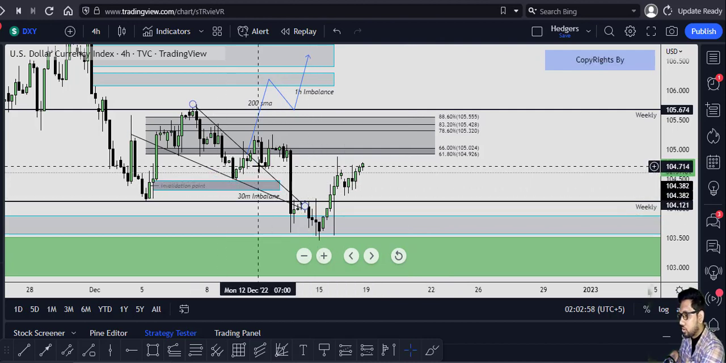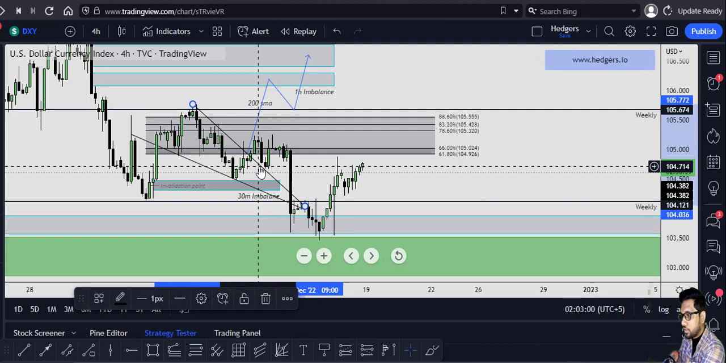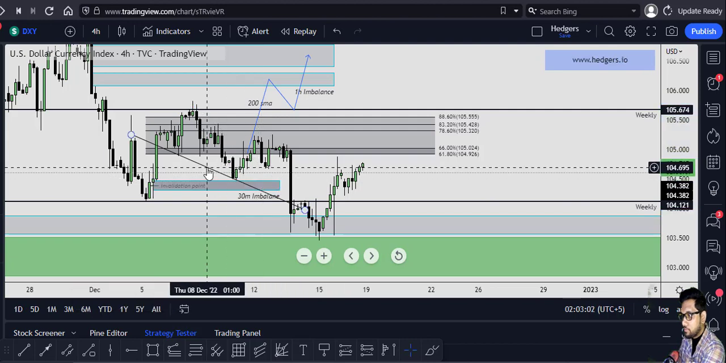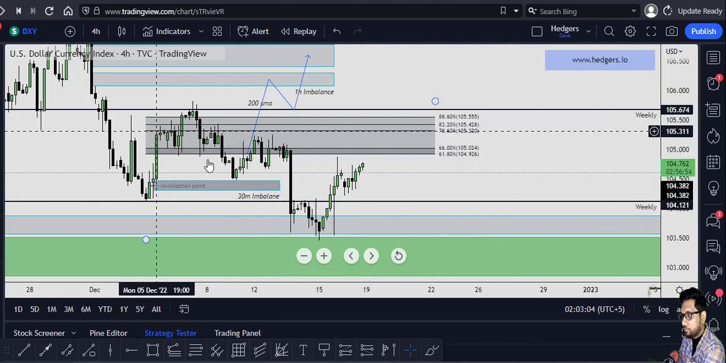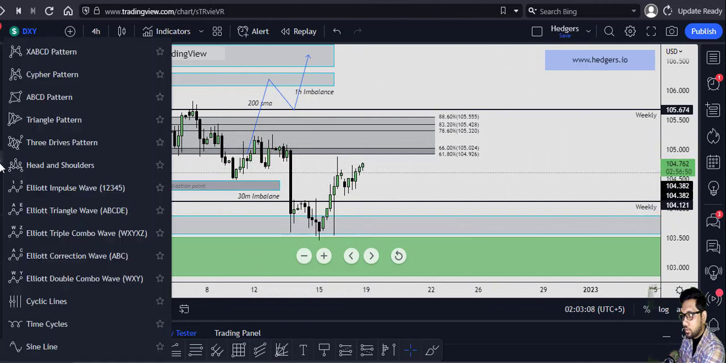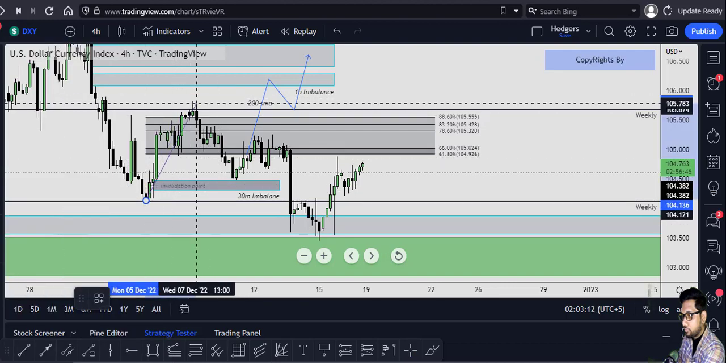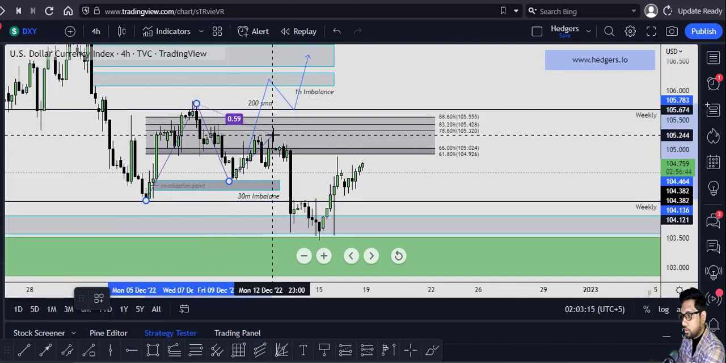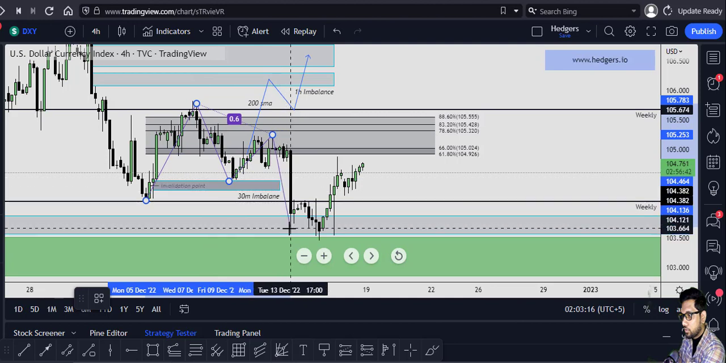So this falling wedge has been invalidated. This is a three drive pattern. One, two, three.